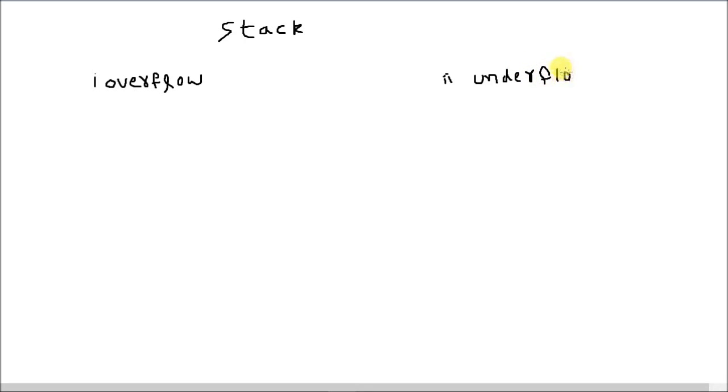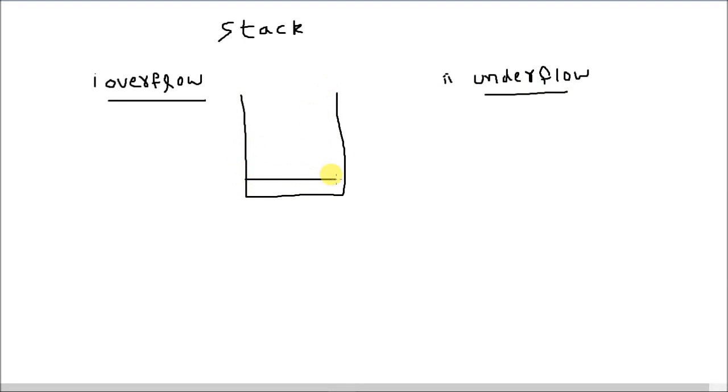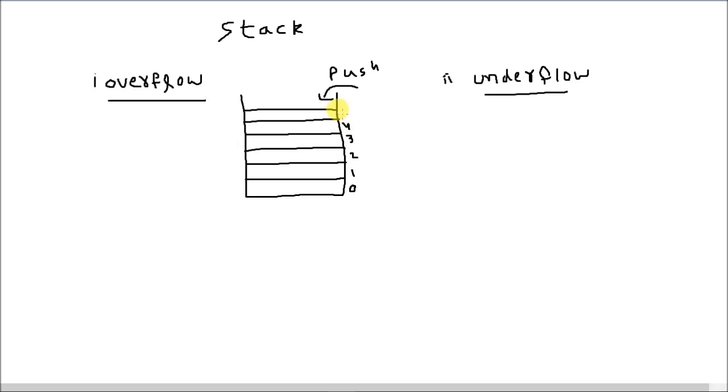Let me show you by a diagram. Let me draw a diagram. That is my stack. These are the fields of the stack where we send the values. Now we push the values in the stack, and these are the indexes 0, 1, 2, 3, 4, and that one is 5. So now push the values 1, 2, 3, 4, and here the 5. Now our stack is full. If we push another value, then this is called overflow.